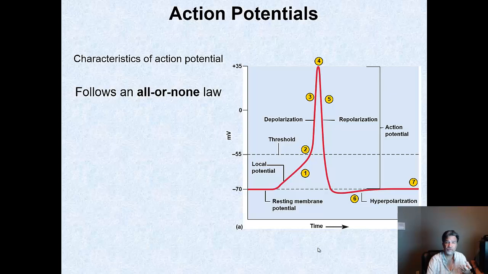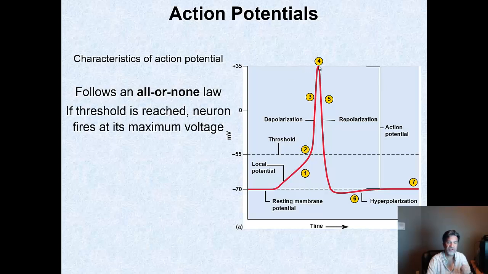First off, it follows the all or none law. And the all or none law refers to that threshold. The threshold is the voltage at which the voltage-gated sodium channels begin to open. And they do so in an accelerating manner. And they utilize positive feedback. Think back. There are very few processes in the body that utilize positive feedback. But this is one of those, and they're always very significant.